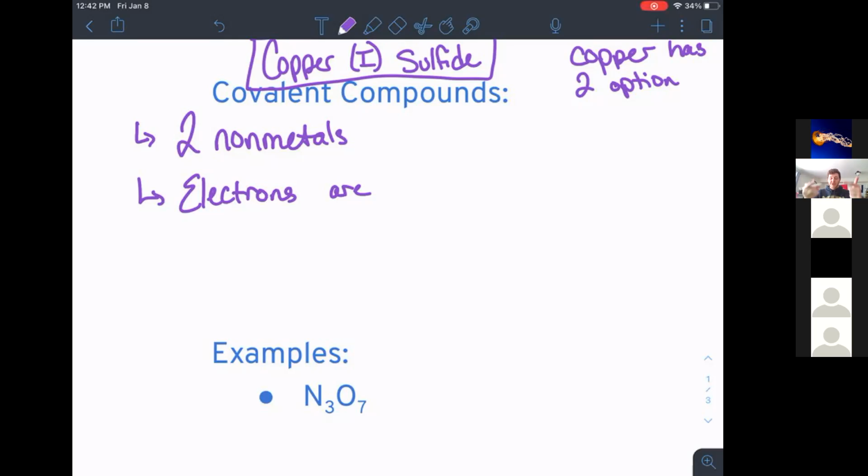They're shared. Awesome. There we go. So they're shared between the two elements. So that's the big difference between ionic and covalent.